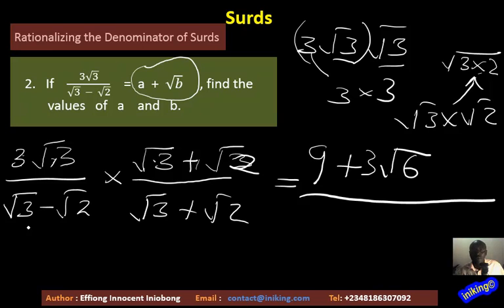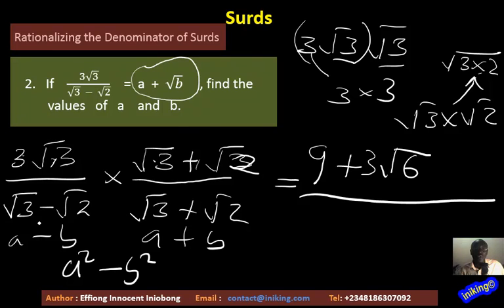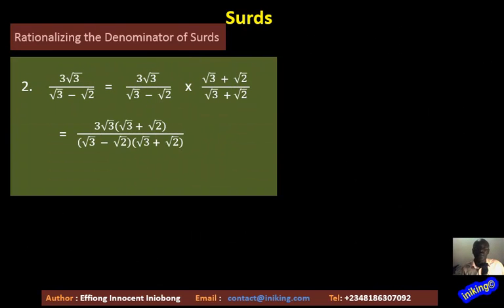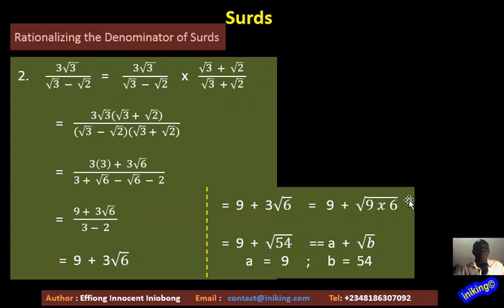Denominator, again, we have a minus b multiplying a plus b. Please, let's not waste too much time. That will be the square of root 3. That's 3. The square of root 2. That's 2. And then we subtract. Let's move on. So that's it there. And what do we obtain? You can see we have obtained this. That's where we stopped. And we have 9 plus 3 root 6.